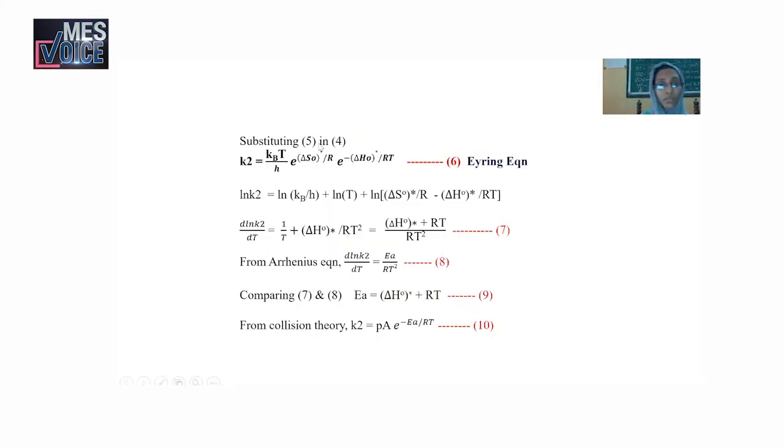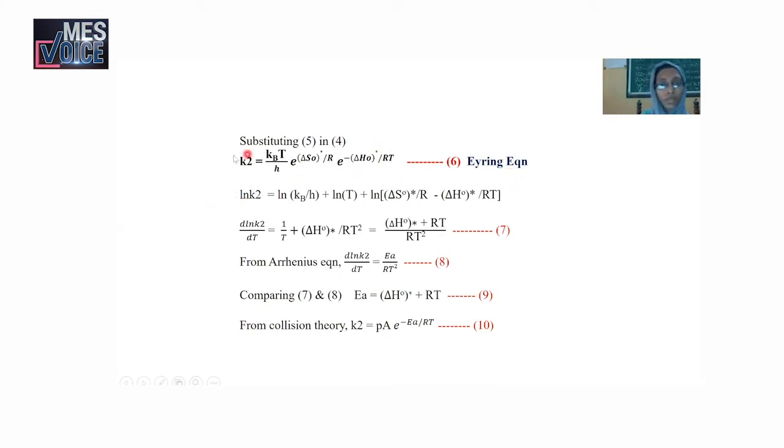Okay, then substituting equation 5 in equation 4, we know that K2 is equal to KBT by h into K star. For K star, we can substitute this value: e raised to delta S0 star divided by R into e raised to minus delta H0 star divided by RT. This is known as the well-known Eyring equation.